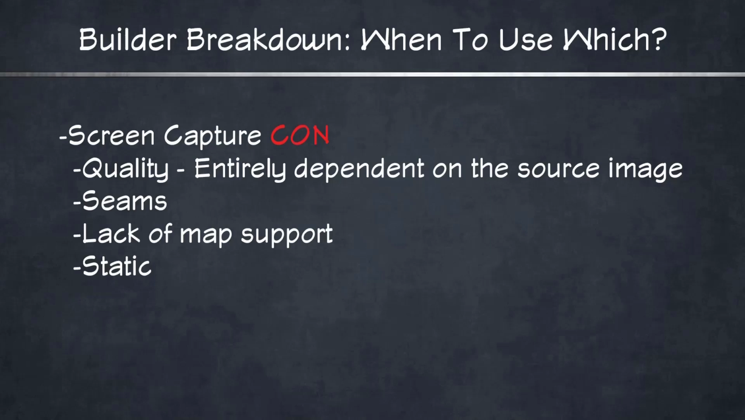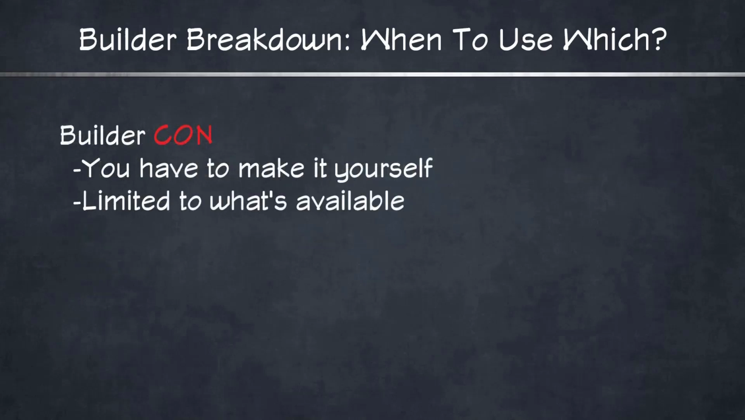And it's static. If you want to change something, you can probably blend some colors in Chief, but that's about it. Unless you take it out to an external photo editor like Photoshop or something, you kind of get what you get. Builder cons, you have to make it yourself.